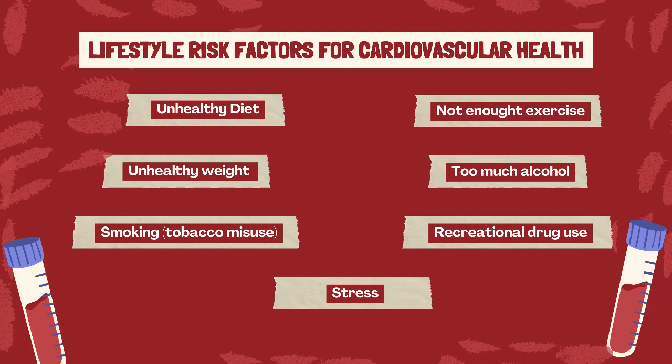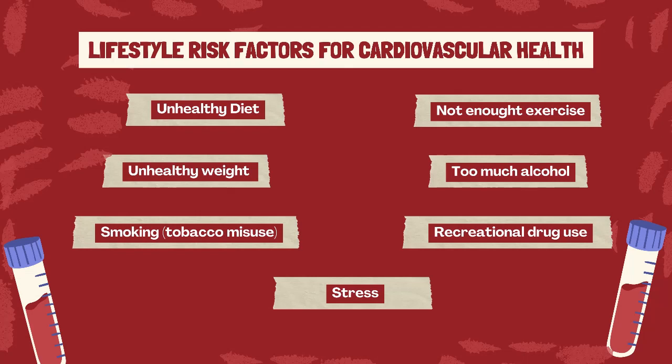Being active helps your heart, brain, muscles, bones, and mood. Exercise is one of the most important things you can do for your health. No matter what your state of health, there is something you can do to stay active. Next is unhealthy weight. Being overweight can lead to high blood pressure, high cholesterol, diabetes, and sleep apnea. Obesity can double your chance of cardiovascular disease.